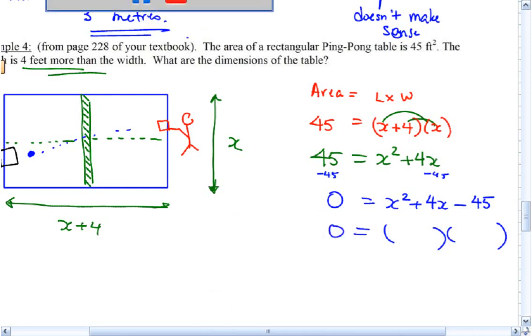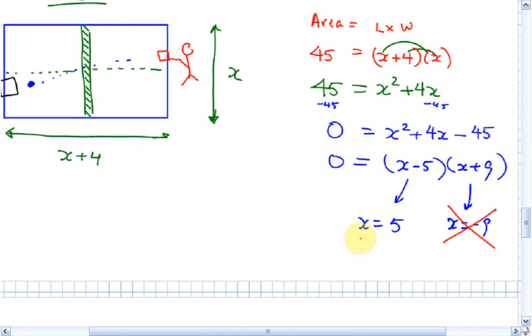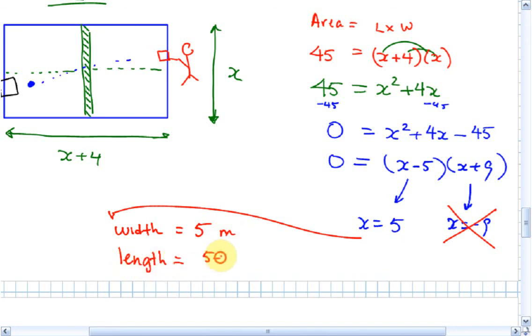Negative 5 and positive 9. Okay, so when you solve, what do you get? x equals positive 5 and negative 9. Now remember, x here stands for a length. I don't think your width can be negative 9. So therefore, x equals 5. And what does that mean? That means your width equals 5, and this is 5 meters. What would your length then be? 9. Yeah, 5 plus 4, which is 9. Does that make sense? If the width is 5 and the length is 9, does it equal 45? Yep. Life is good.